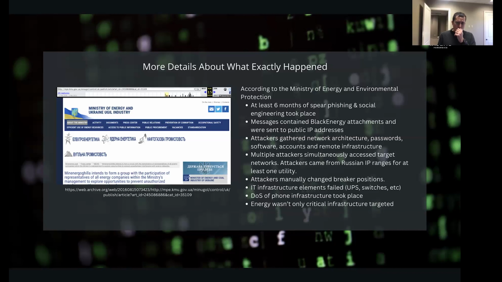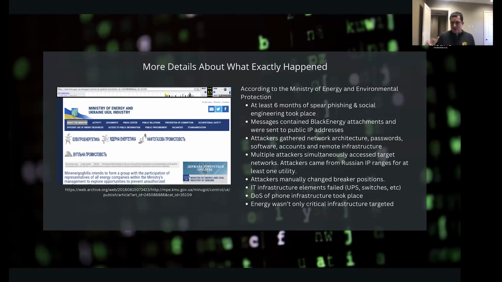At the same time, there were IT infrastructure elements that failed, so some of the uninterrupted power supply switches, other things out there. There was a big denial of service of phone infrastructure. This caused a little bit of chaos, I think, in the response and made it harder for some of the defenders to work through. They still worked through it. The outage, I think, was under 6 hours in a lot of cases. And in some cases, it was even shorter than that.